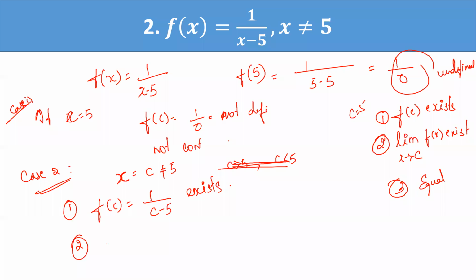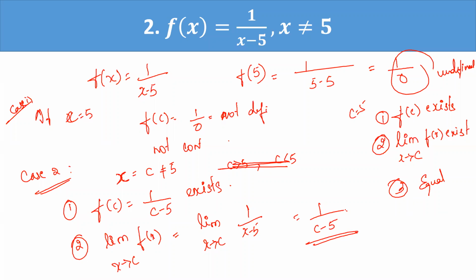Now, what is the second condition? Limit of f of x as x tends to c. Here c is not equal to 5, so f of x is 1 by x minus 5 as x tends to c. Substitute the value of c in the place of x, so you will get 1 by c minus 5. Even this exists, because we had proved that 1 by x is continuous. So this limit also clearly exists.